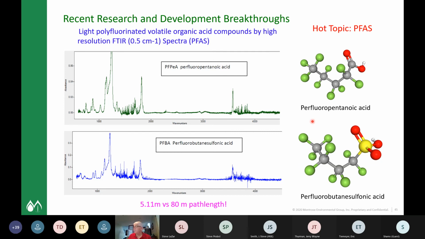perfluoropentanoic acid. Now you know why we use all these letters instead of saying all this stuff. And then the bottom one is the perfluorobutane sulfonic acid. These are two really big ones. This one, because it has the sulfate group in it as well. This is the acid group on the end.